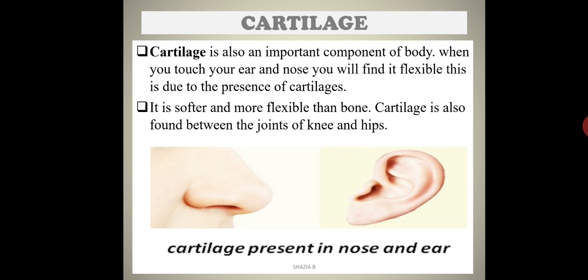In some joints, as already mentioned in the case of knees and hips, it maintains the shape and flexibility of the organ and also supports the structure. The most important examples of places where cartilage is present are our nose and our ear, which we can feel can be easily bent.